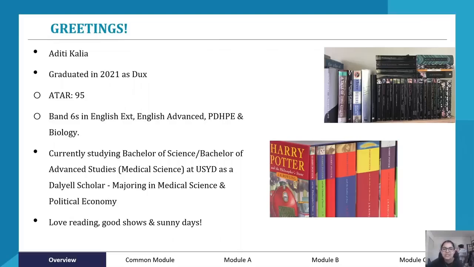Also, I am studying at the University of Sydney. I'm studying a Bachelor of Science and Bachelor of Advanced Studies in Medical Science as a Dell Scholar, and I'm majoring in Medical Science and Political Economy.